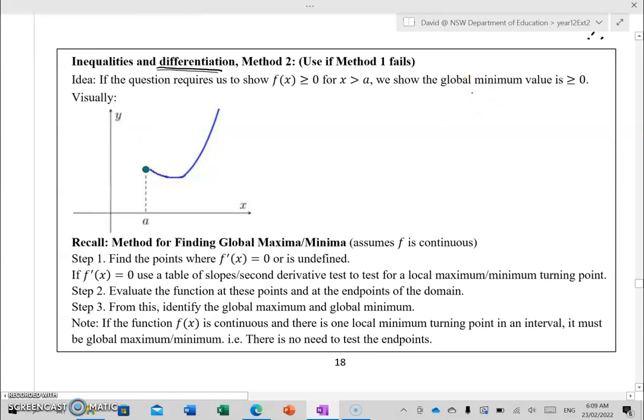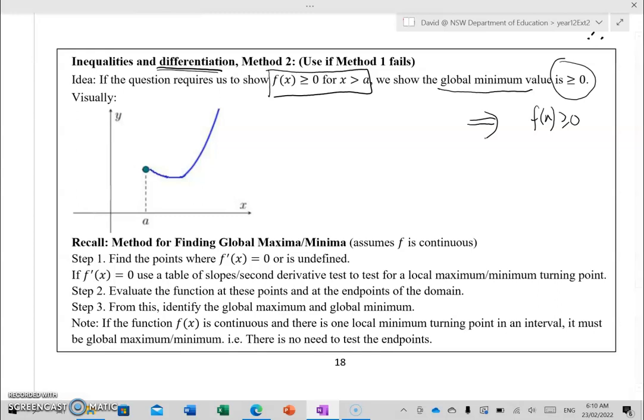So if a question asks us to show that a function is greater than or equal to 0 for some particular domain, we show the global minimum for that particular domain is greater than or equal to 0. By showing that the global minimum value is greater than or equal to 0, we're showing that the lowest value is greater than or equal to 0, so therefore the whole function must be greater than or equal to 0.